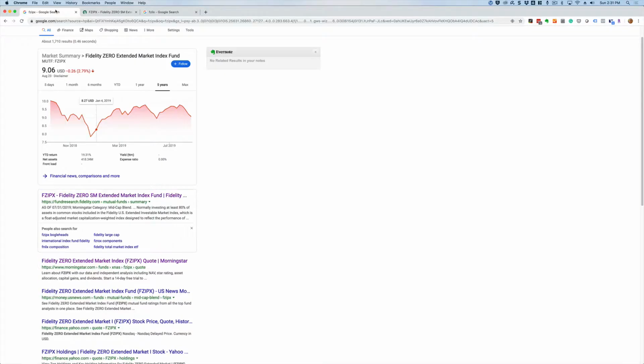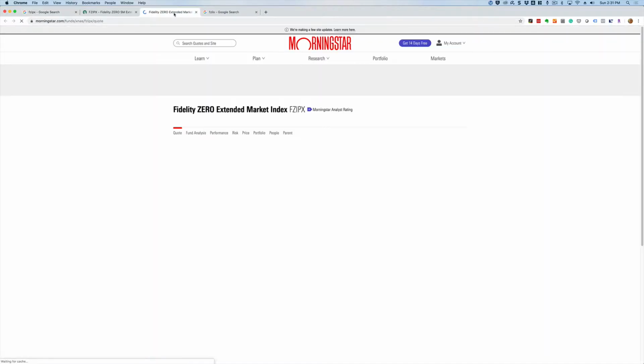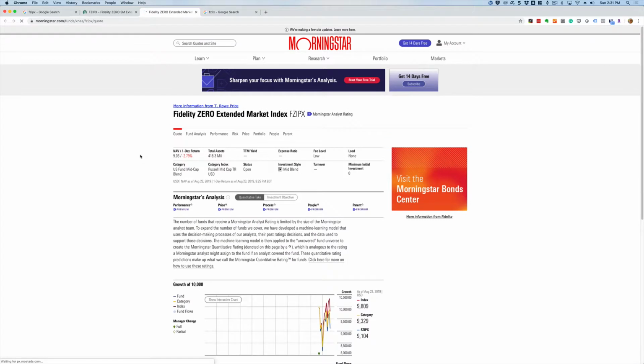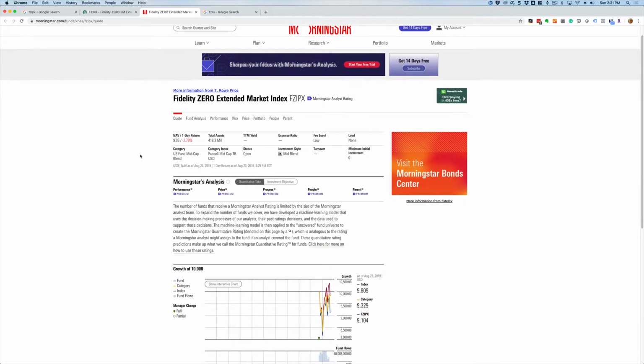Now, we can look at this in Morningstar, which I want to do. We're looking at the same fund. It's basically going to give you the same information, right? They also don't show a trailing 12-month yield. There's zero expenses. We know that. Assets under management, about 418 million. It's a mid-cap blend, right? It's all of the same information, just in a different format.